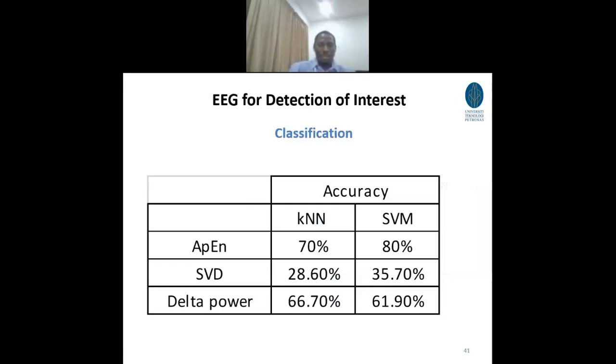Okay, now we have checked three features: the approximate entropy, the SVD, and then the delta power just now. When we did the classification, the results are as you can see over here. They are not that high. The approximate entropy is giving 80% for SVM. Just now, I think someone was asking about the classification. So we use over here the support vector machine and the KNN.